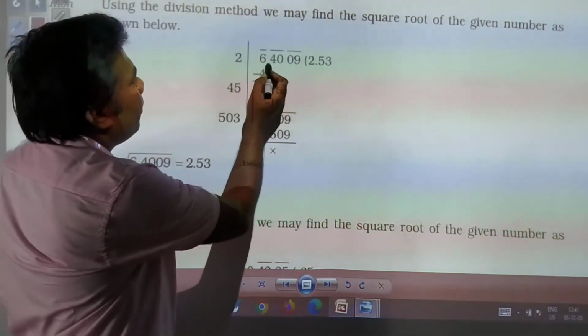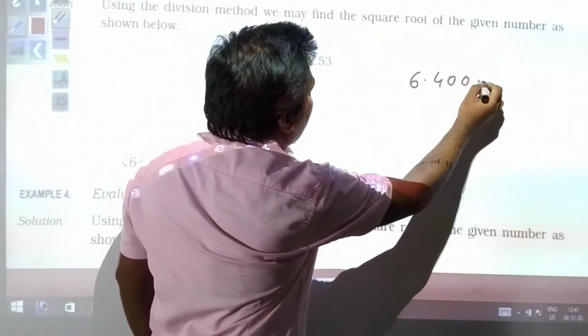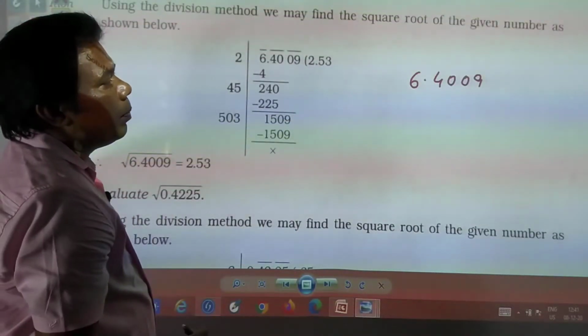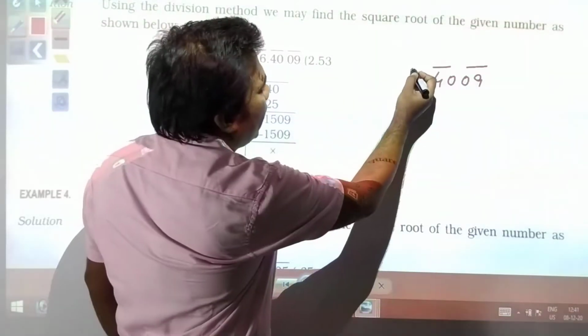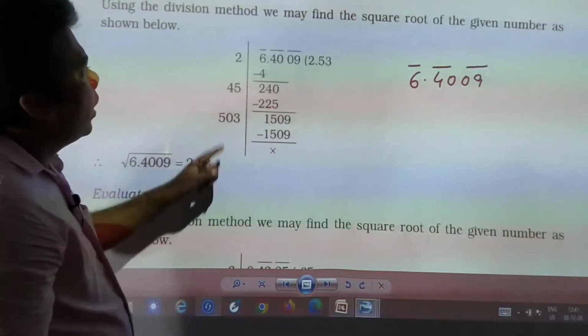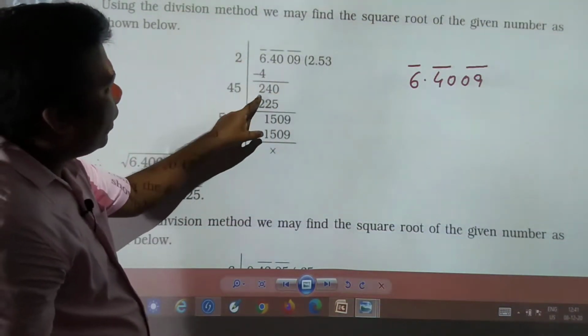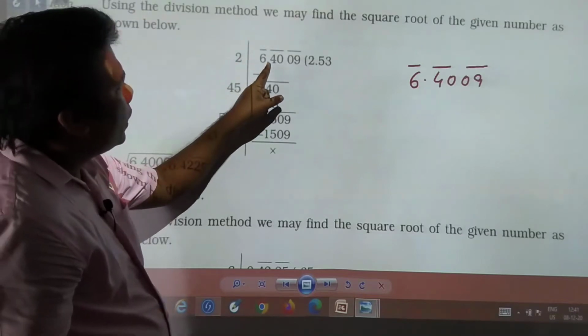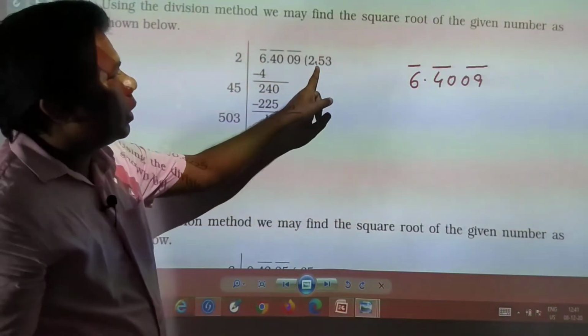So here you see again the same thing has been done, 6.4009. Already in the decimal place you have even numbers, so you pair them, and here you have a single digit. Now by 2 it has been taken, 2 2 ja 4. After subtraction you have got 2. This integral part has been exhausted, so the decimal has been put over here.